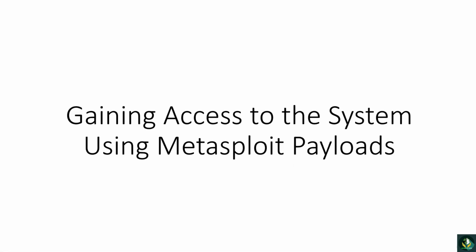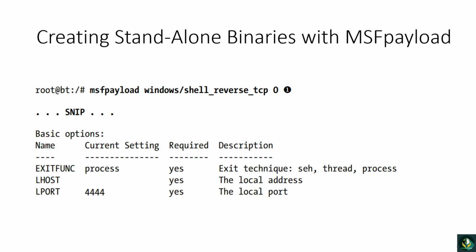Hello everyone, so in this lecture we're going to be talking about gaining access to the system using Metasploit payloads. Before you perform an antivirus evasion, let's look at how to create a standalone Metasploit binary payload with MSFpayload. For starters, we will create a simple reverse shell that connects back to the attacker and spawns a command shell. We will use MSFpayload and windows/shell_reverse_tcp, but first let's look at the available options for the shell reverse TCP payload using the zero flag. So these are the available options.